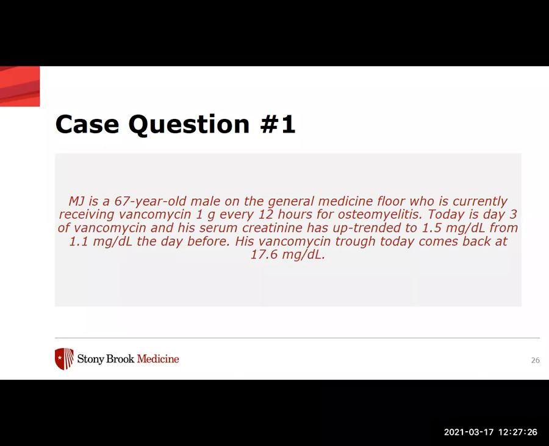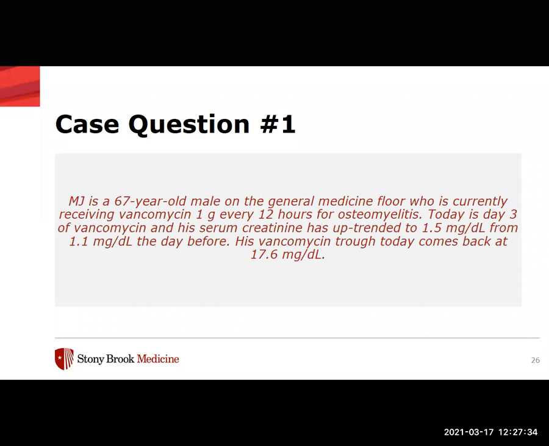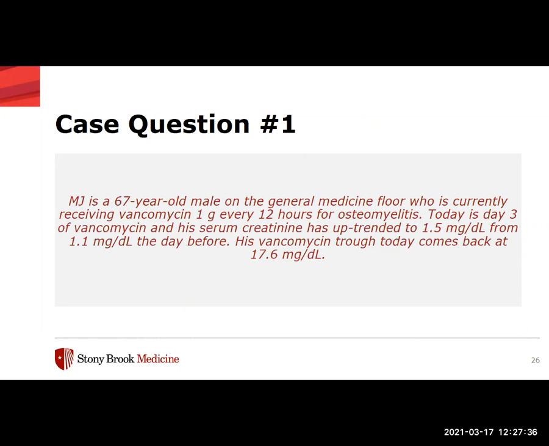All right, so now we'll review what we've learned with a patient case. So MJ is a 67-year-old male on the general medicine floor who is currently receiving vancomycin 1 gram every 12 hours for osteomyelitis. Today is day 3 of vancomycin and his serum creatinine has uptrended to 1.5 from 1.1 the day before. His vancomycin trough today comes back at 17.6.